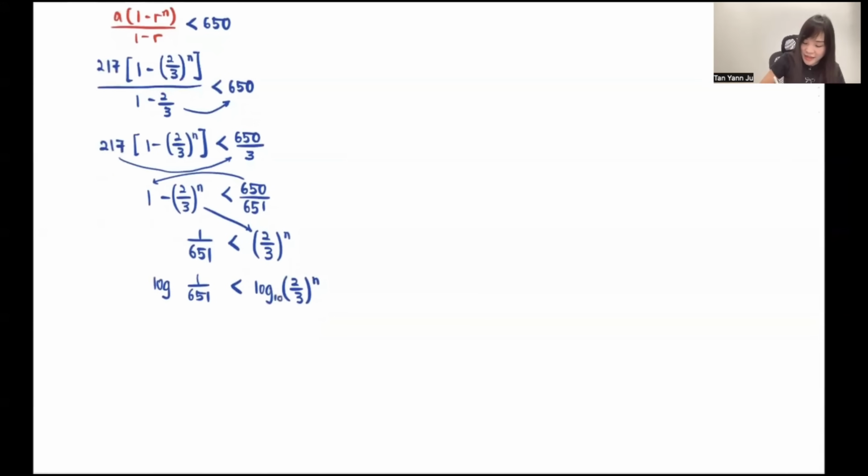So guys, you can add any log base, but of course, if you want to press the calculator, you will add log 10. So where the power can go, the power can go in front. So log 10 of 2/3, I think you will be getting negative 0.1761. This one, log 10 of 1/651, I'm getting negative 2.8136. Okay, now you want to get your n answer, move this away.